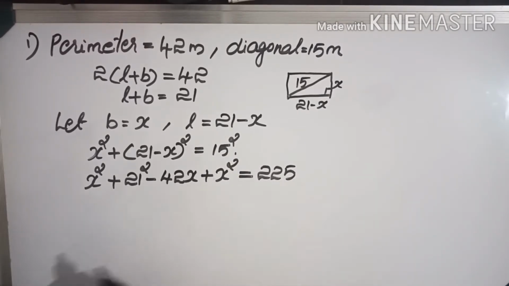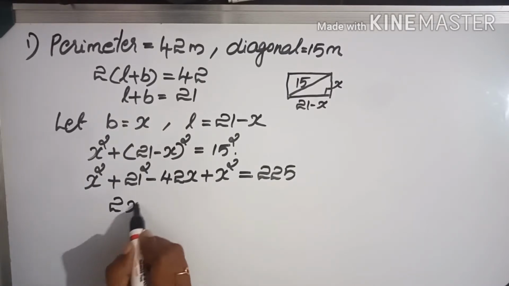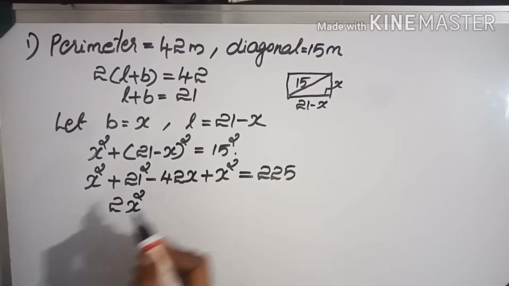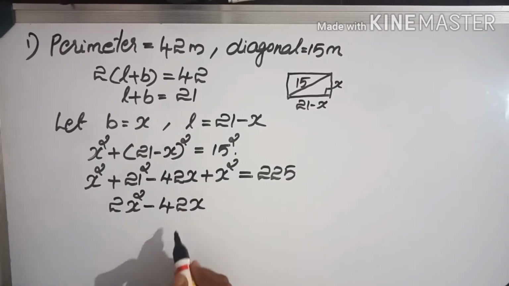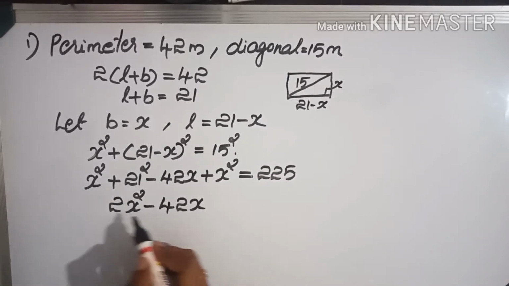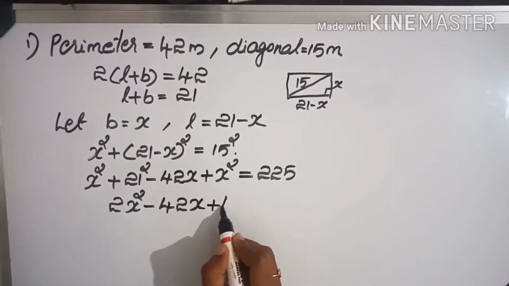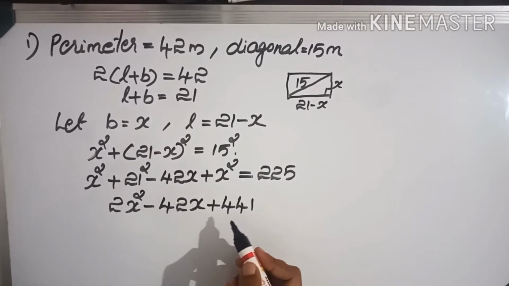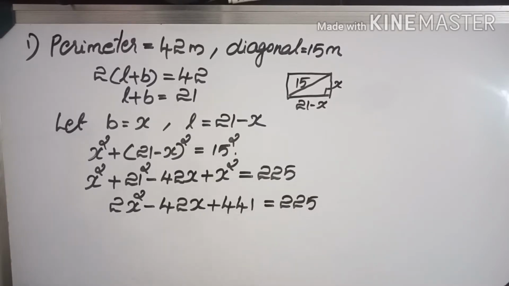Now we have to arrange this. x square here plus x square here, so total will be 2x square. Then after writing the x square term, write the x term, that is minus 42x. Next is what? 21 square. 21 square is plus 441. 441 is 21 square. That is equal to 225. Now we know the second degree equation.